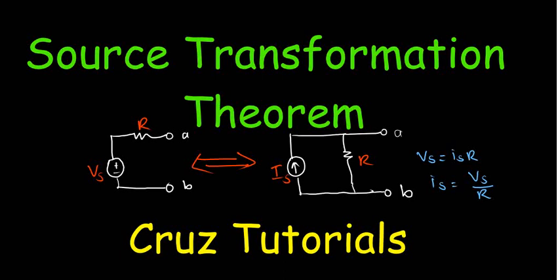In this video, we are going to talk about the source transformation theorem, which we use to solve the source transformation equations in electrical circuits. Source transformation is the process of replacing a voltage source in series with a resistor by a current source in parallel with the resistor.